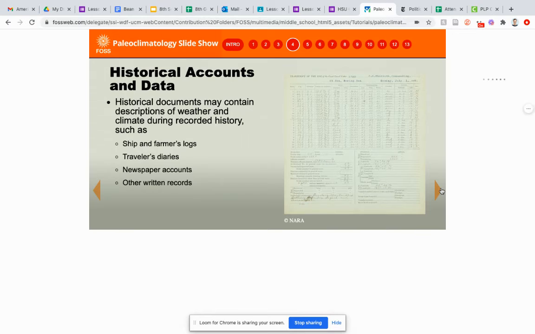So the first one, the easiest one for us really, is historical accounts and data. We have data for about the last 1,000 years for how the climate was. That's because we can look back at ships' logs or farmers' logs, so journals that ships and farmers kept. We can look at travelers' diaries, newspaper reports, and other things that humans have written. So this part's really easy for us. We just have to read and understand what data our ancestors were collecting.